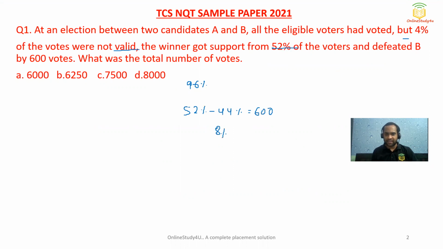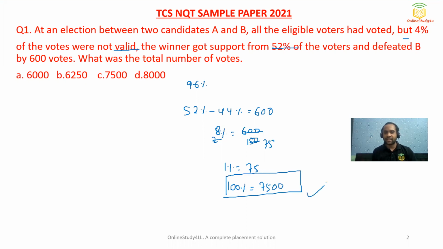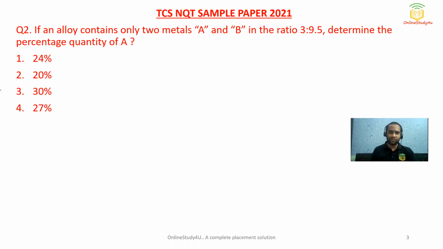So here 8% is nothing but equal to 600. Okay, so 1% is equal to 75. So, bhaiya, 100% will be equal to 7,500, right? That's all. See, in the exam you will definitely be able to take less time if you understand the concept well, whatever I am trying to tell you.